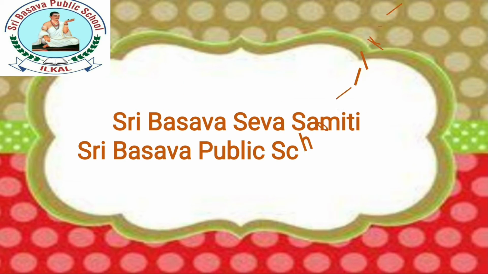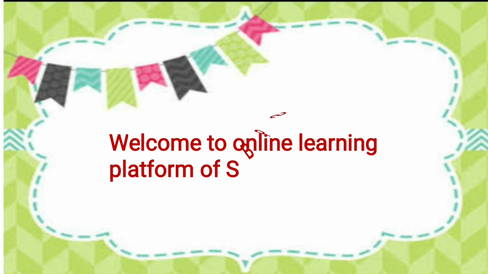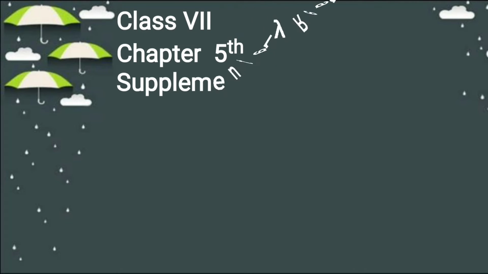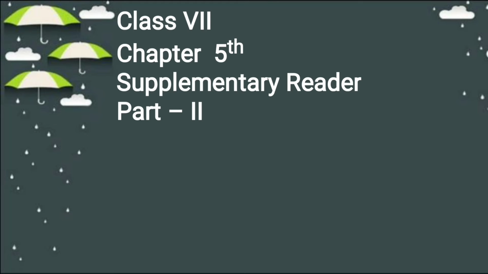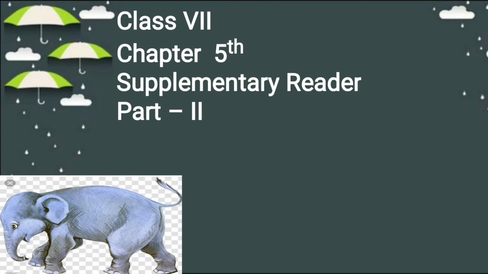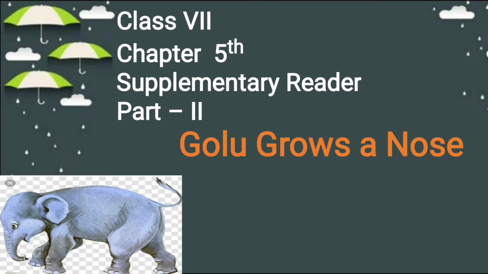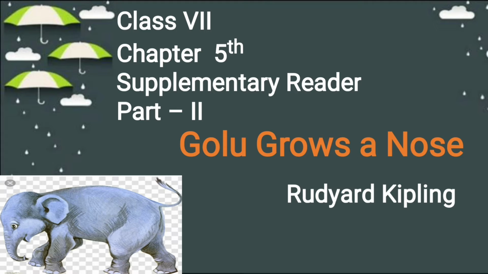I hope you have already watched my previous video, which is all about a new chapter from your supplementary reader, An Alien Hand. The chapter we discussed in the previous session is the fifth chapter, part one, reading and explanation. The name of the chapter is Golu Grows a Nose, which is written by Rudyard Kipling.